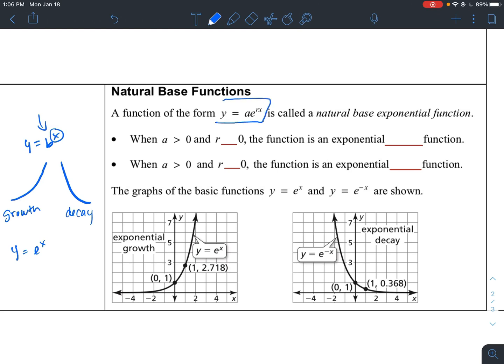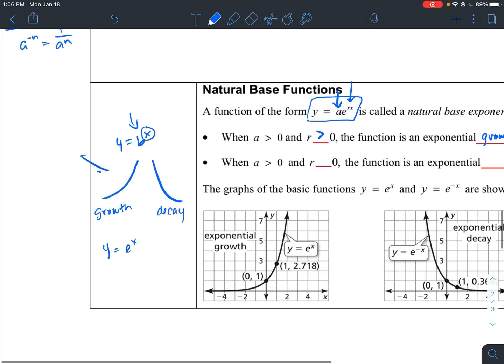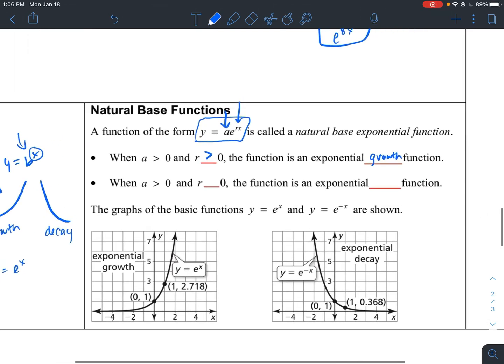So here's the parent function right here. If this value right here is greater than 0, and if the value here is also greater than 0, then the function is exponential growth. Exponential growth function. So again, that's like right here. Now, if a is greater than 0, but r is less than 0, or in this case, negative, that would mean this is negative. Here would be positive. Then you would have decay. So here is your growth, and here is your decay.